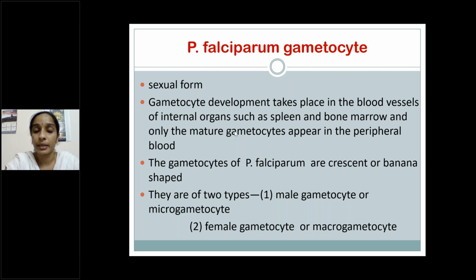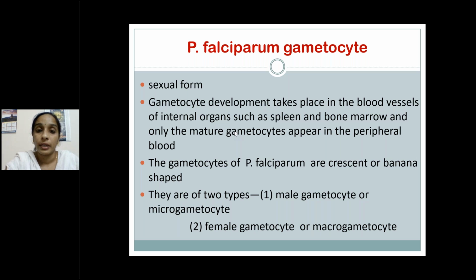mosquito. Here, is the mosquito the definitive host or intermediate host? Definitive host, because the sexual cycle takes place in the mosquito only. Here the intermediate host is man. Next, the gametocytes of falciparum are crescent or banana shaped. Very important point here: this gametocyte is the sexual form and the shape is crescent or banana shape.